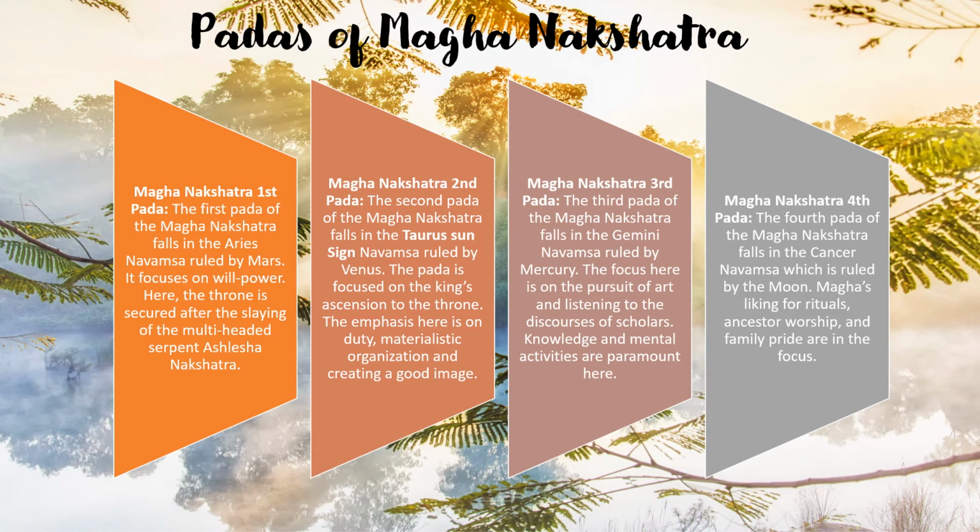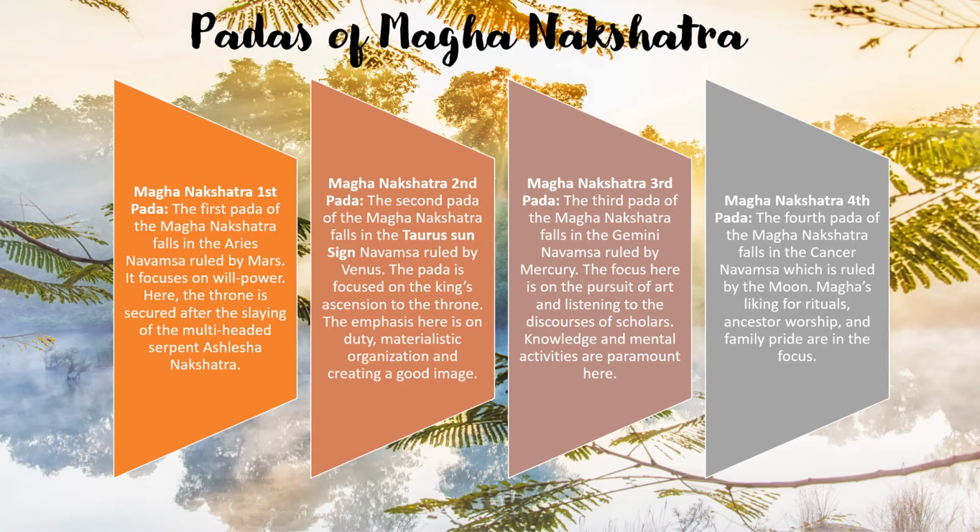This is a summary of the padas of the Magha Nakshatra, and we just said pada 1 is in Aries. The first pada falls in that Navamsha, and it's obviously ruled by Mars, so it focuses on willpower. And here the throne is secured after slaying of the multi-headed serpent in the Ashlesha Nakshatra. The Ashlesha Nakshatra is the nakshatra previous to the Magha Nakshatra, so this is where we come from. Ashlesha falls in Cancer, and Cancer, remember, is the water sign, and we take water to Leo, to fire, which is the Gandanta point, that knot that we have to unravel.